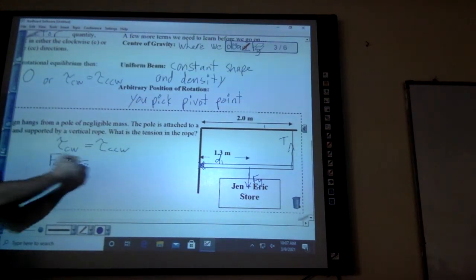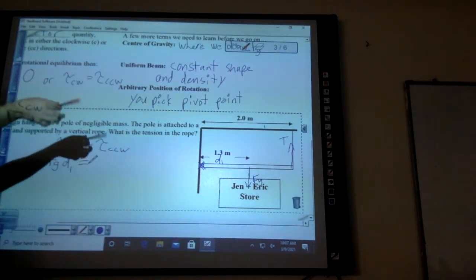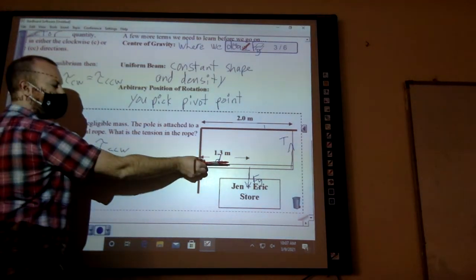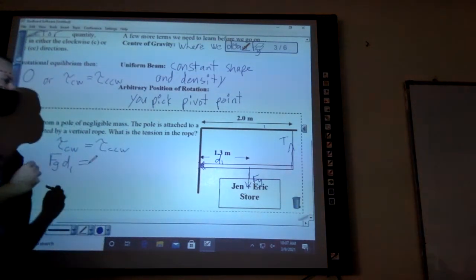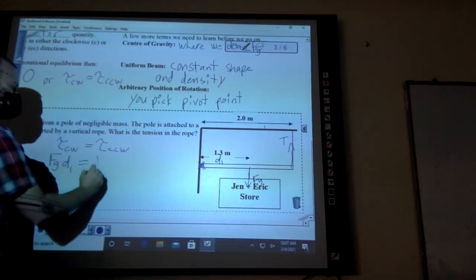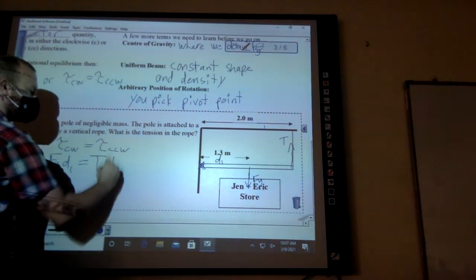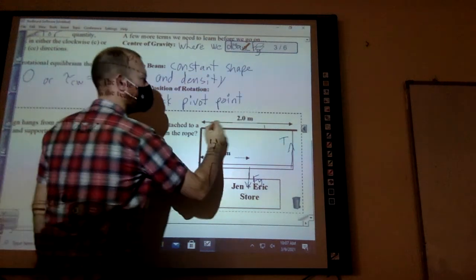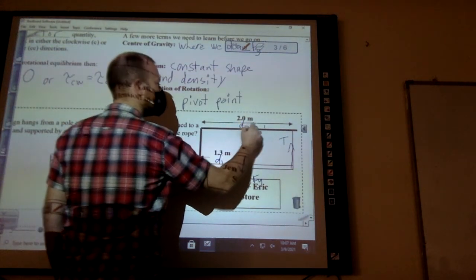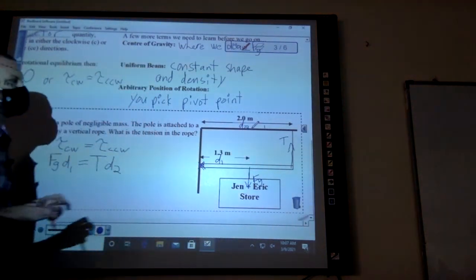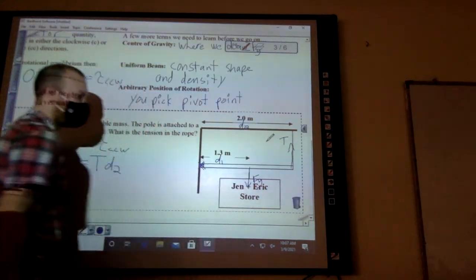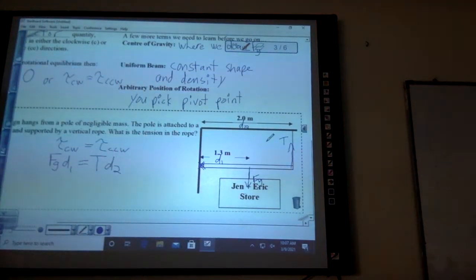And this is equal to, the tension is causing an upwards force. So if I have my pen, tension requires an upwards force, which gives me counterclockwise. So this is going to be tension times, let's just call it D2, which is this distance here. From here, we can now solve this. I have everything I need.